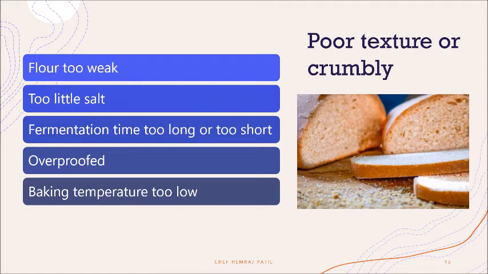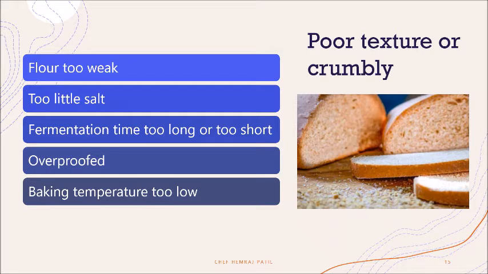Next one is too little salt. If there is no control on the growth of the yeast, it is going to grow very fast and more gases are generated, and that is also one of the reasons for the crumbliness.